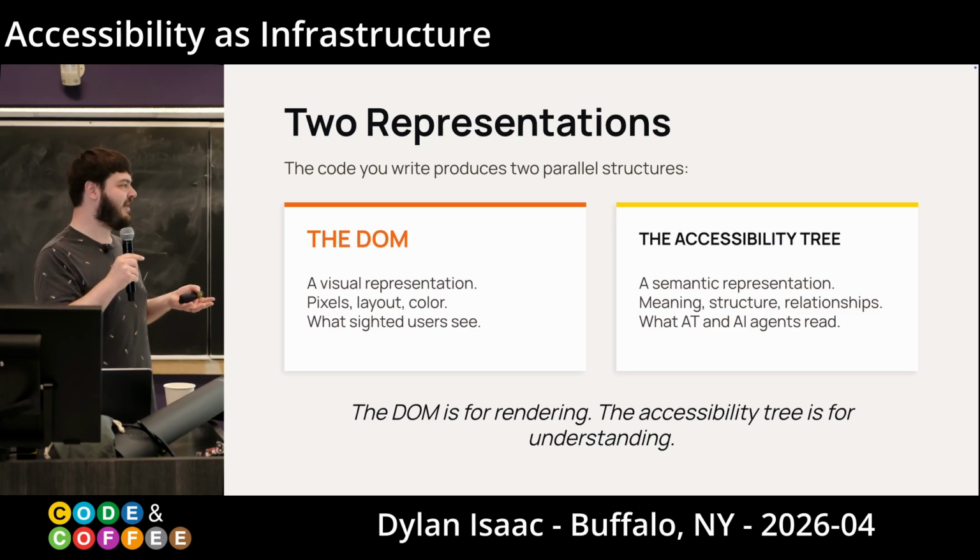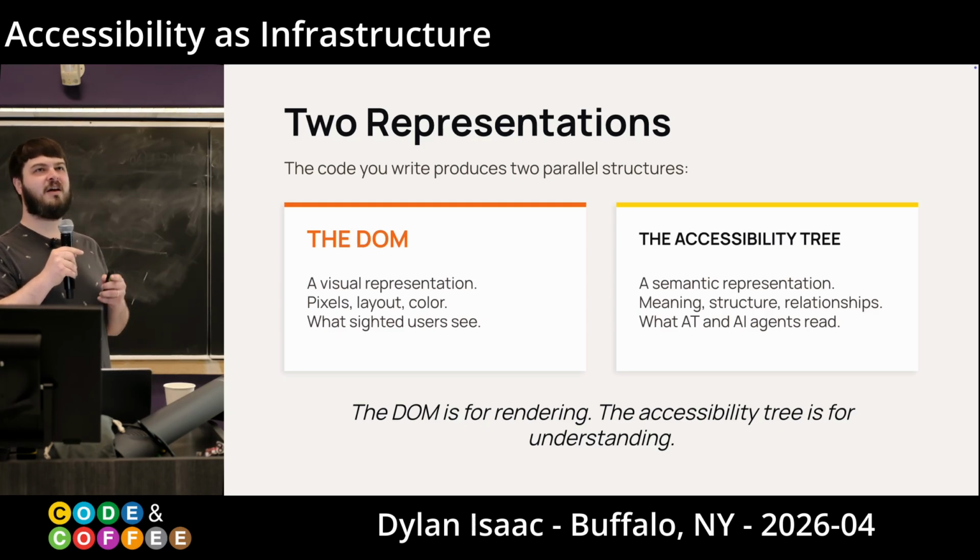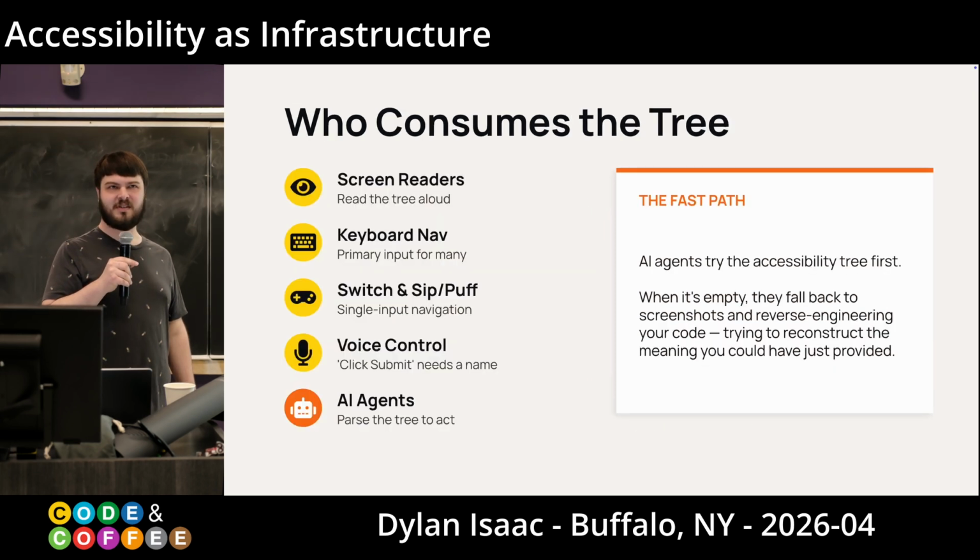Do you see what I'm trying to get at? So the DOM is for rendering. The accessibility tree is for conveying meaning. Any questions? Cool. So some other things that consume the accessibility tree.